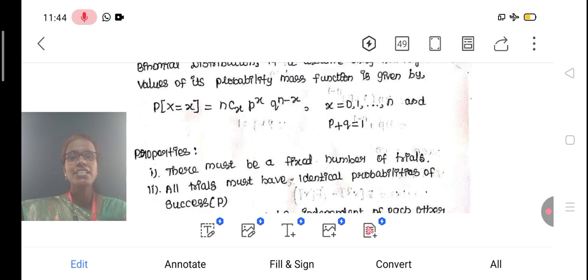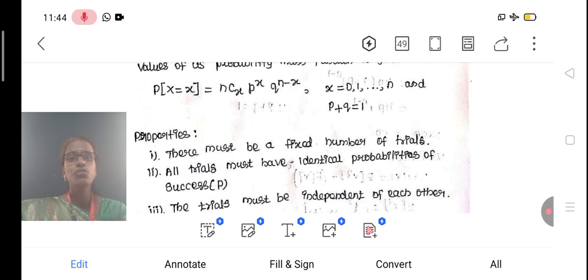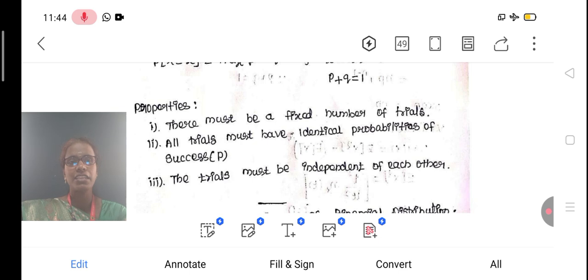The next thing is what are the properties we have under binomial. There are three properties you ought to remember. The first is that we need to fix the number of trials. The second is that all trials must have identical probabilities of success, and all the trials must be independent. These are the three points you ought to remember.